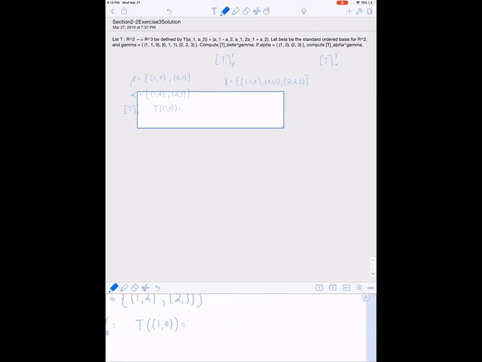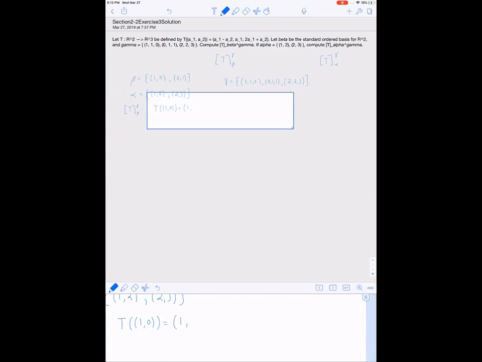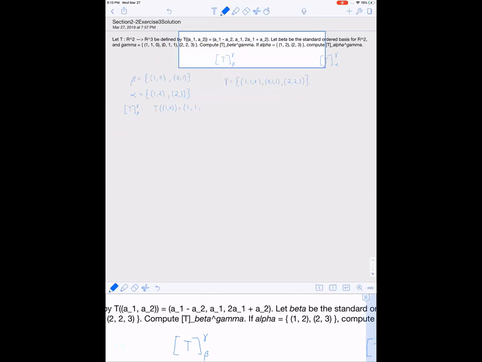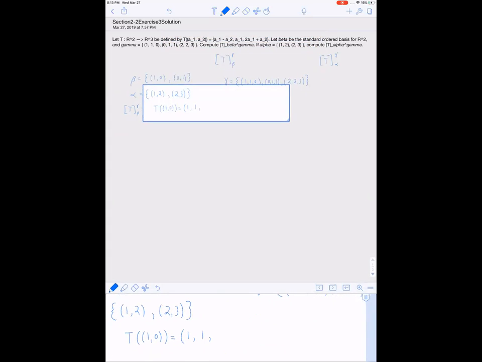And now we follow the formula. The formula was to take the two components and subtract them to get the first component. So 1 minus 0 is 1. Then the second component is just the first component, so that'll be a 1. And then the third component of the output is 2 times the first component of the input plus the second component of the input. So that is 2 times 1 plus 0, which is 2. Right, so that is T of (1, 0).